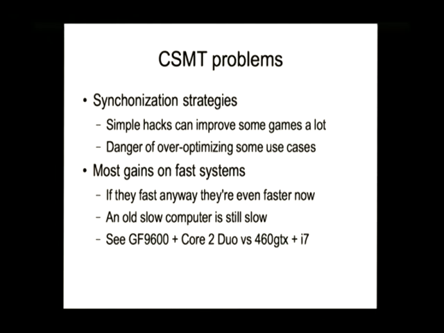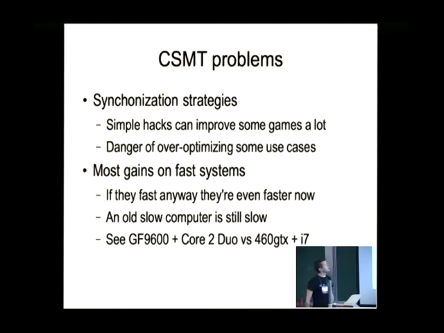I've already mentioned the synchronization problems. One other issue, especially about synchronizing access to busy resources, is that there are many approaches, and some games prefer this approach, others prefer another approach. And by just shifting around a few things, you can increase performance in one test by 30% and cut performance in another test in half. And there is the danger that we over-optimize some benchmarks.